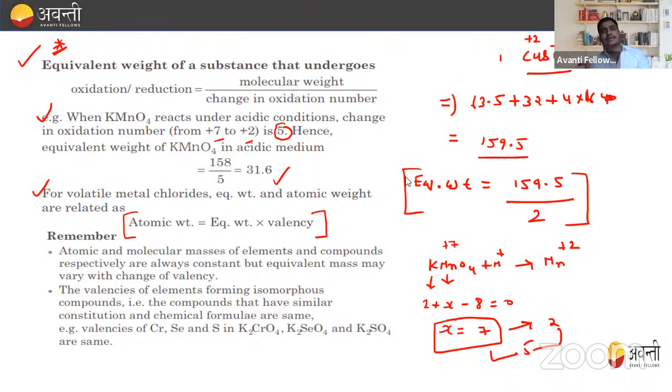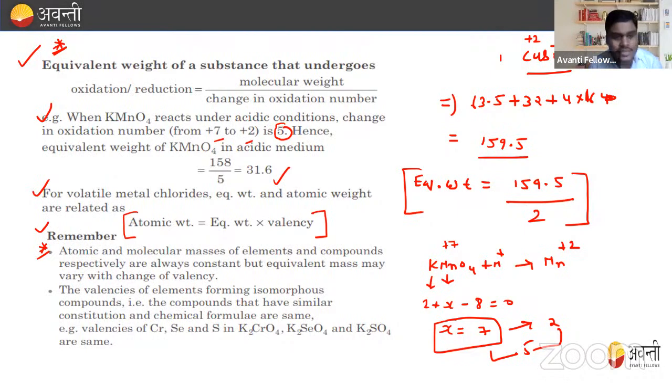Okay, so let's move to the next topic. After this, here are some notable points which you must remember. What these points are: first, the atomic and molecular masses of elements and compounds respectively are always constant. This point is very important, and this type of question comes in assertion-reasoning type questions as well. So these points are very important, just take care of them.